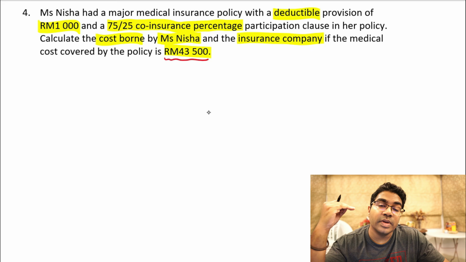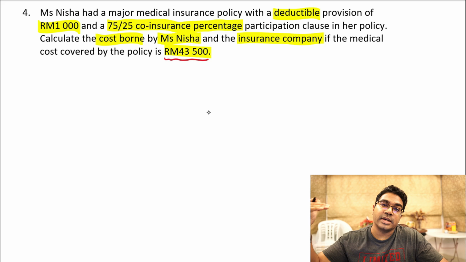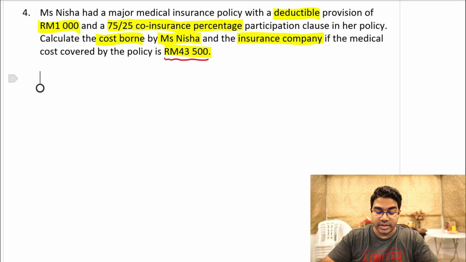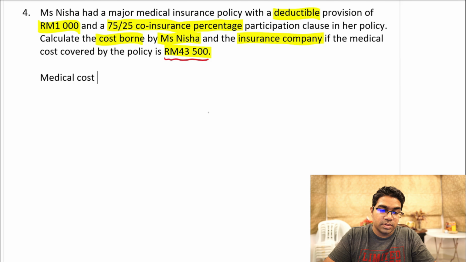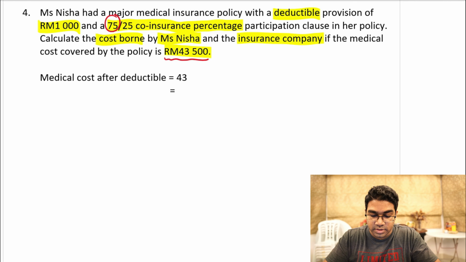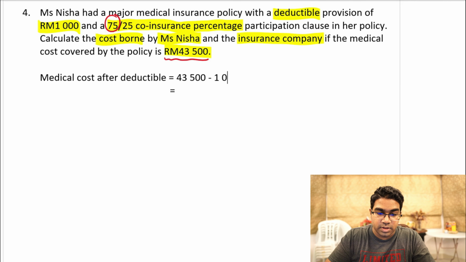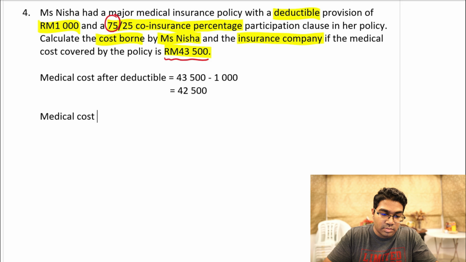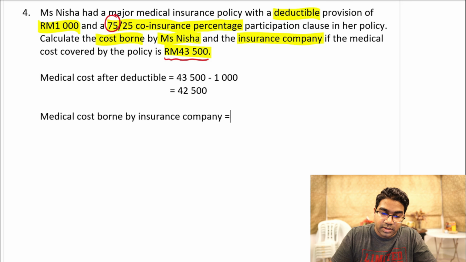The calculations involving property, we always minus the deductible last. Whereas for medical insurance, first we need to find the medical cost after deductible. The medical cost after deductible will be 43,500 minus 1,000, and so this will be 42,500. And the medical cost borne by the insurance company will simply be 75% of this value.